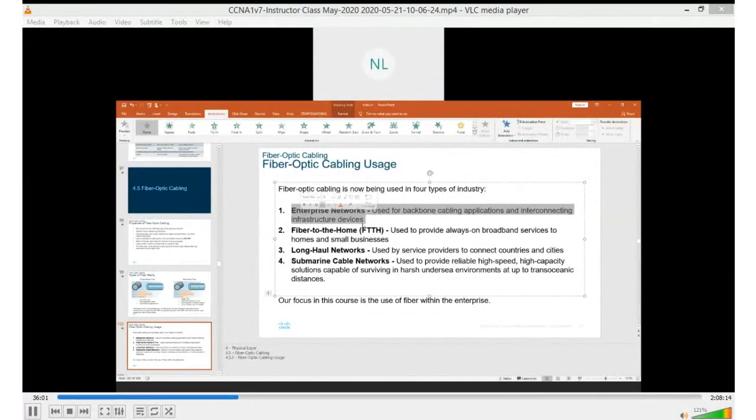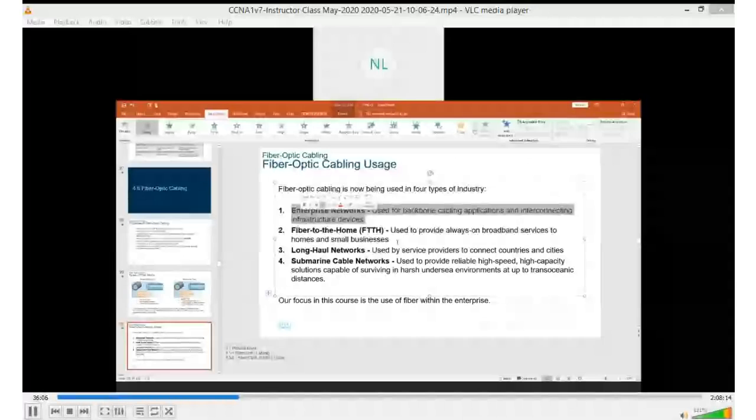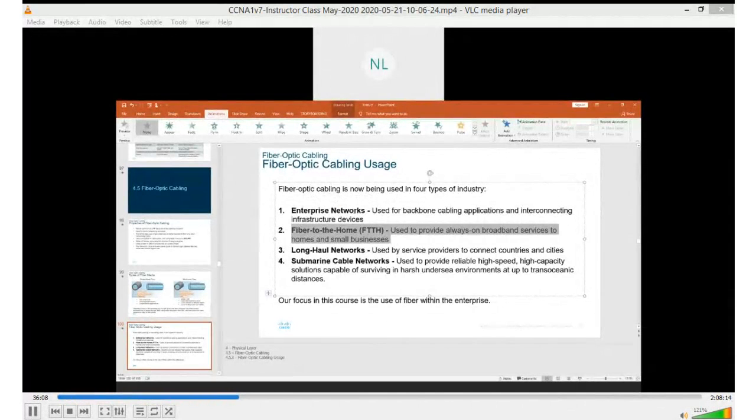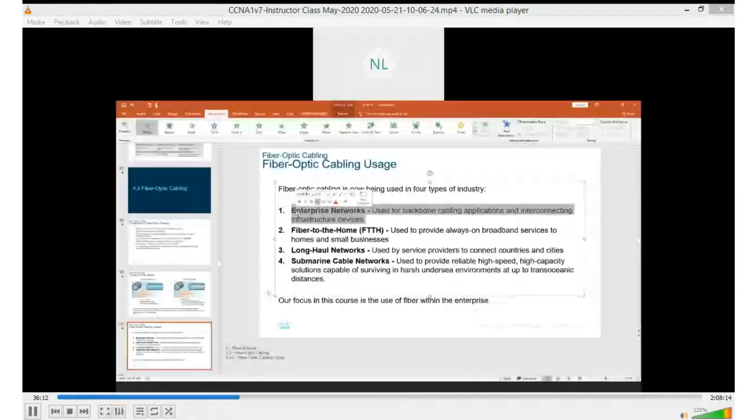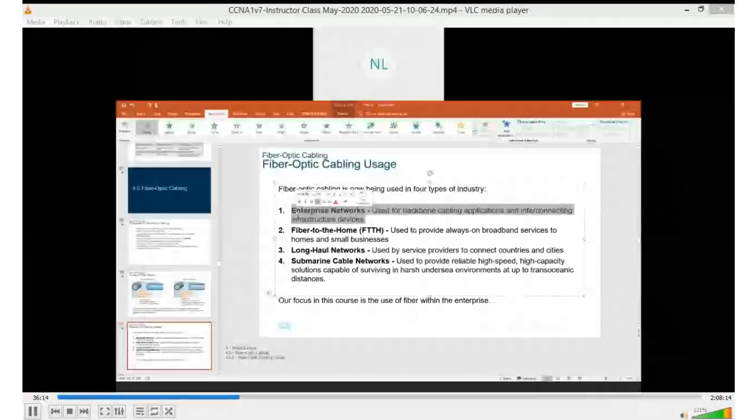Fiber optic for enterprise network, but just take note that we have fiber at home, we have long haul, we have submarine. Now, fiber for enterprise network is like saying in an organization you have two departments and you want to connect them together. So you can use fiber to connect. Let me exemplify here. Let's say you have an organization connecting, let's say, 500 people, and another department connected, let's say, 300 people. So you want to connect this one to this.